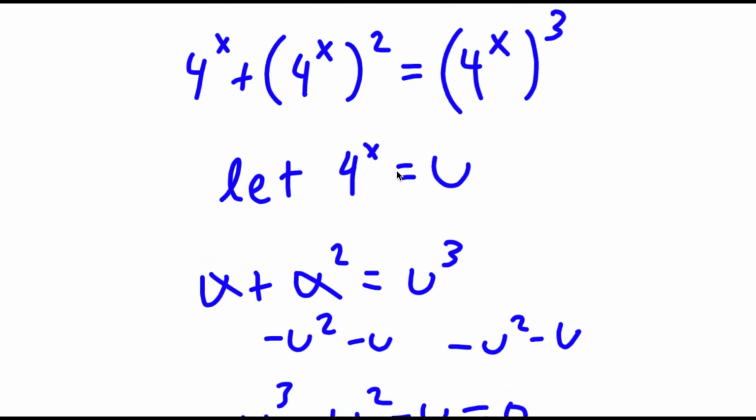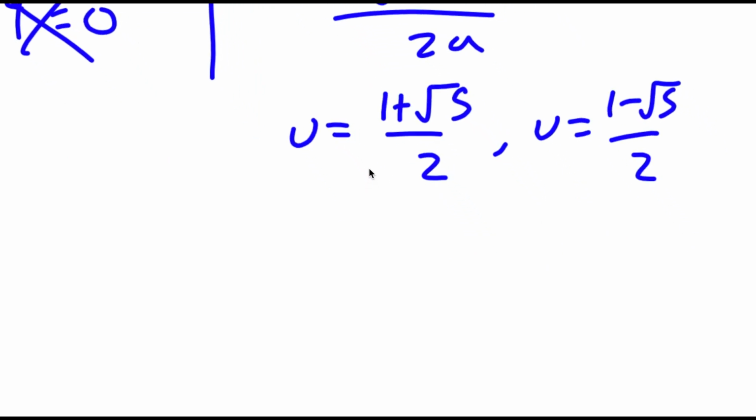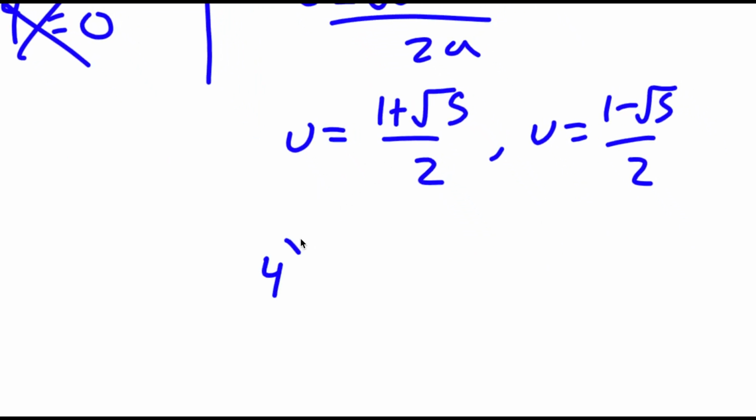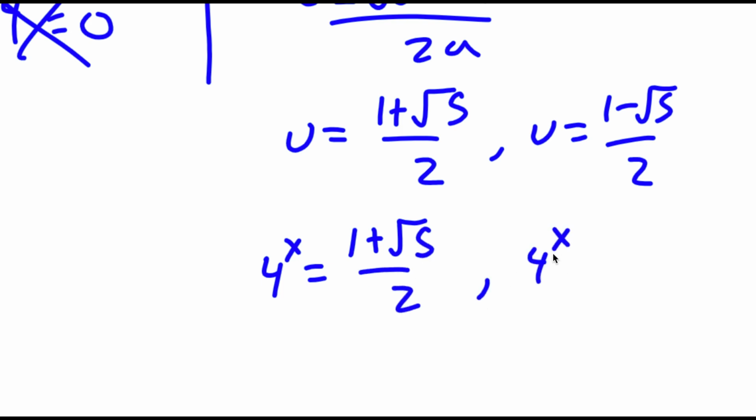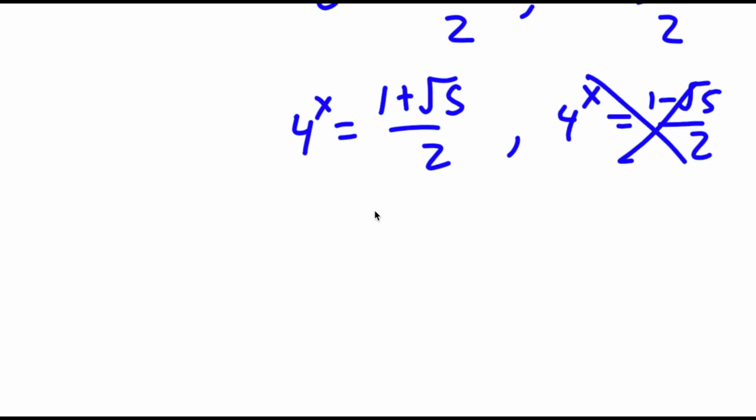So now, remember how we set 4 to the power of x equal to u. First, I have 4 to the power of x equals 0, and there's no solution to this because you can't take the power of a number and make it equal to 0. So now I have 4 to the power of x is equal to 1 plus the square root of 5 over 2, and 4 to the power of x is equal to 1 minus the square root of 5 over 2. Well, 1 minus the square root of 5 is going to be a negative number, and you can't take the power of a positive number and make it negative, so this is no solution as well. So I'm left with 4 to the power of x is equal to 1 plus the square root of 5 over 2.